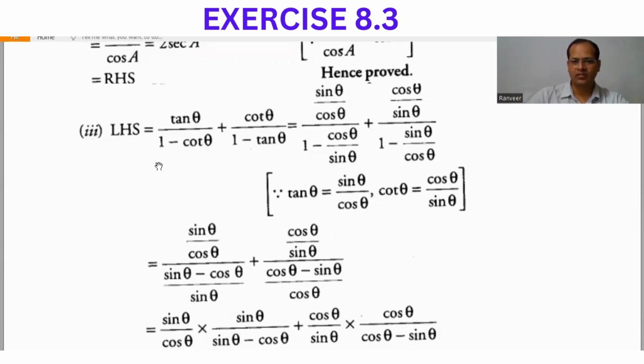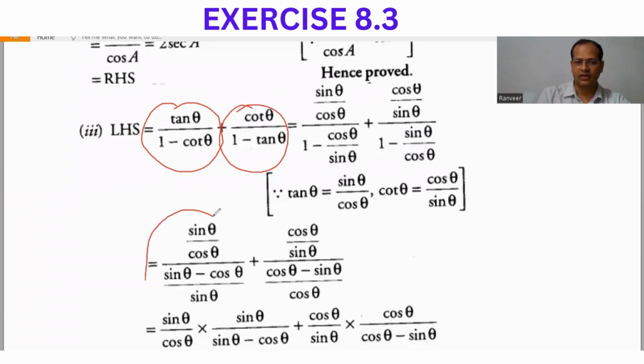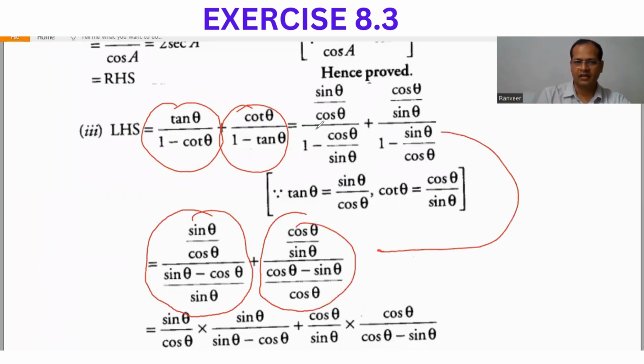So first, the trick I told, first of all you have to convert this into the form of sine and cos. So sine theta by cos theta, 1 minus cos theta by sine theta, this we had written, and sine theta by cos theta, sine theta minus cos theta. Just we do the calculation. This is the first part, and this is the calculation.